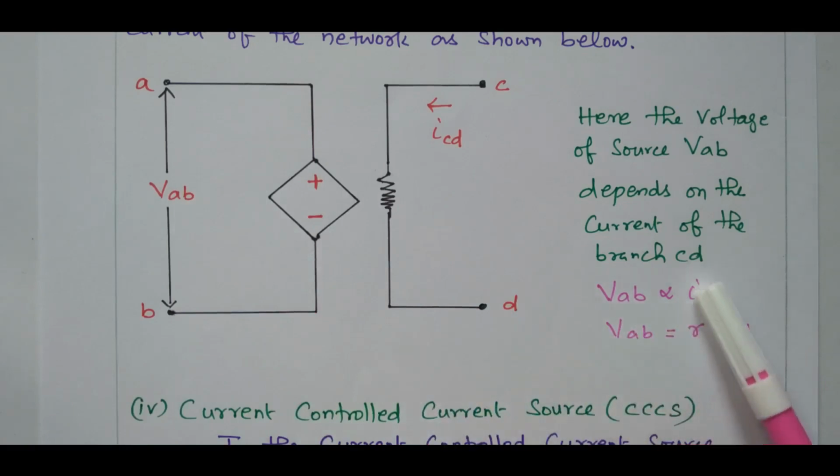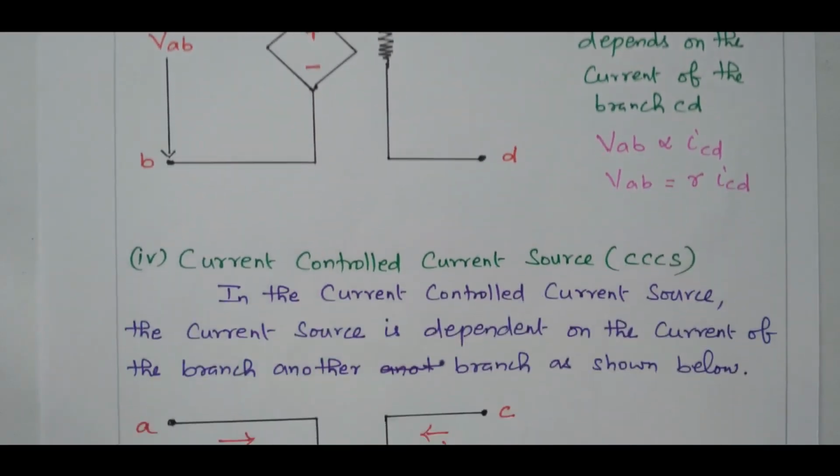VAB is directly proportional to ICD. This current will control the voltage. So VAB equals R times ICD. R is the constant. Now we'll go to the next type.